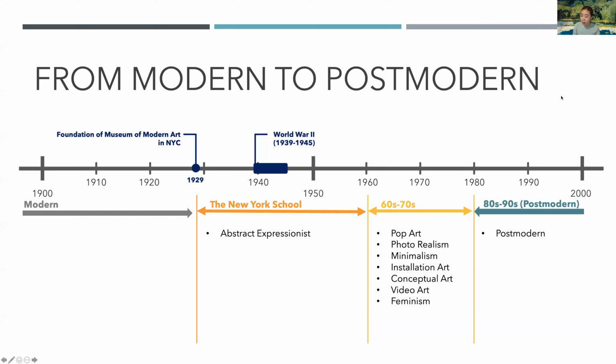In the last meeting we learned abstract expressionism and pop art in the 60s and 70s. Today we are going to see the rest of the art movements in the 60s and 70s: photorealism, minimalism, installation art, conceptual art, video art, and feminism. And we're gonna see postmodern art in the next meeting. So let's see photorealism first.